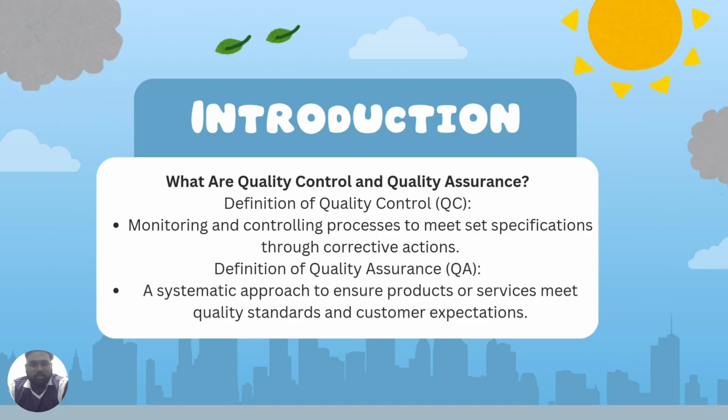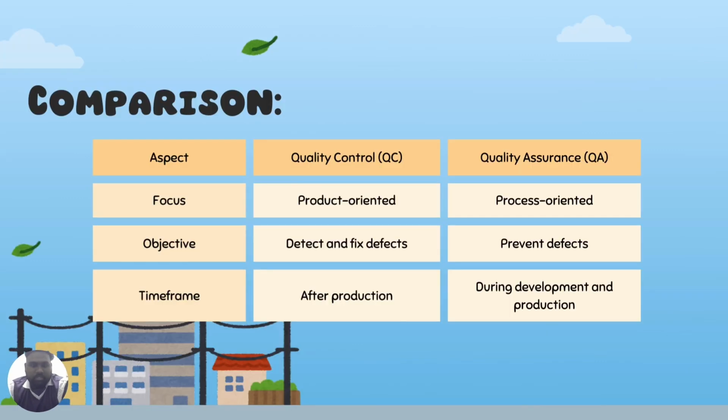For the first, we need to know about quality control and quality assurance. When we talk about quality control, that is the monitoring and controlling of processes to meet set specifications through corrective action. And quality assurance is the systematic approach to ensure products and services meet the quality standard and customer expectation. And next, what is the difference, in a simple way, between quality control and quality assurance?